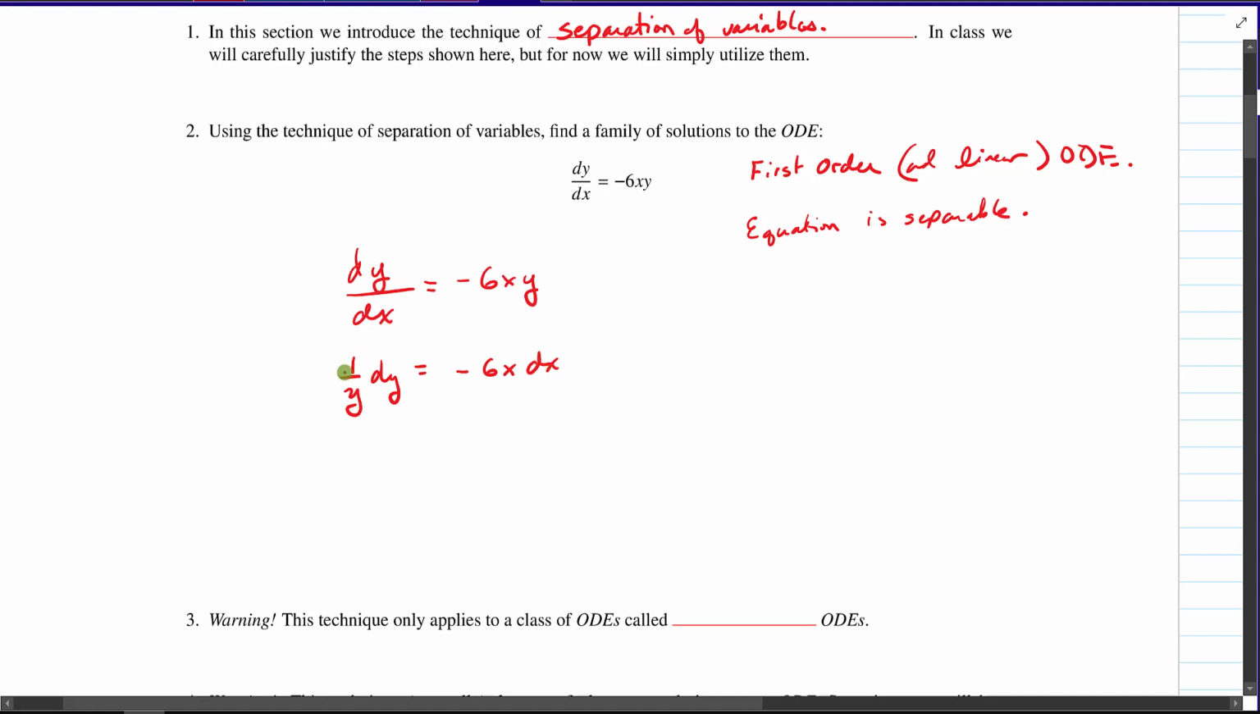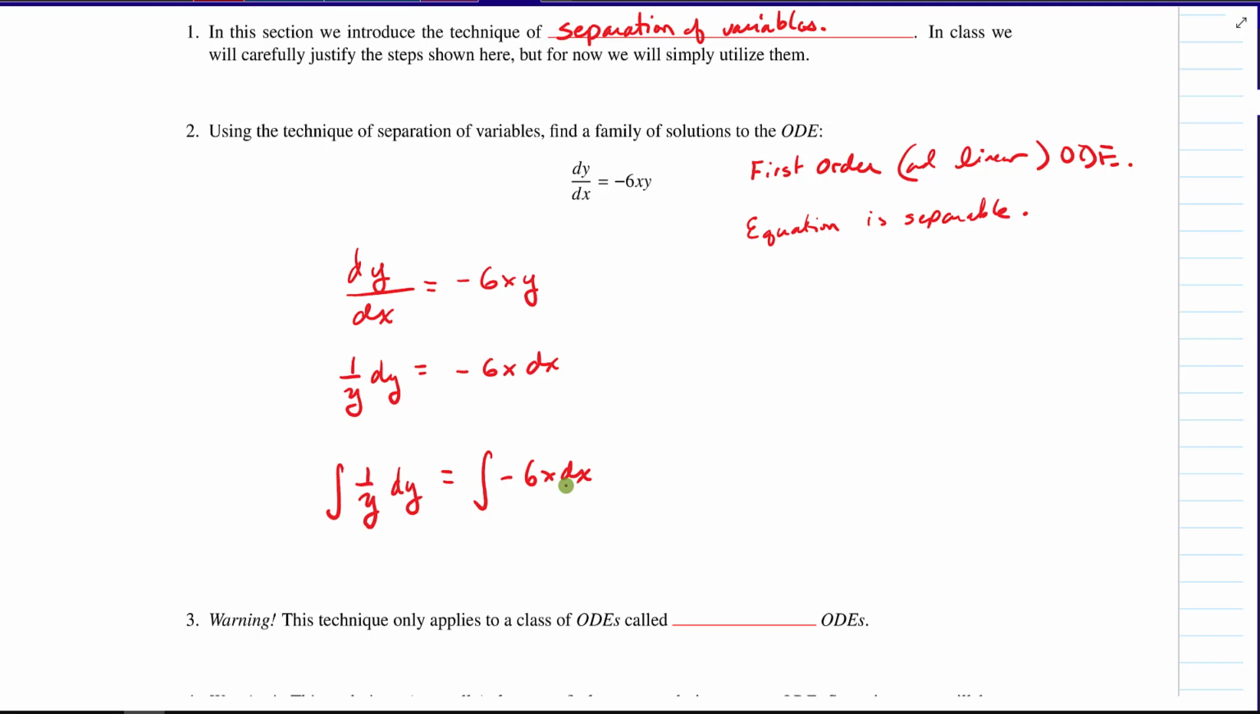So I multiplied both sides by differential dx. That's how that differential dx came to be on the other side. And I divided both sides by y. So the next step is to go ahead and integrate both sides with respect to their given variable. And this is the step which you should feel a little bit squeamish about, and I will justify this step more carefully in class. But now we're just going to say let's integrate both sides.